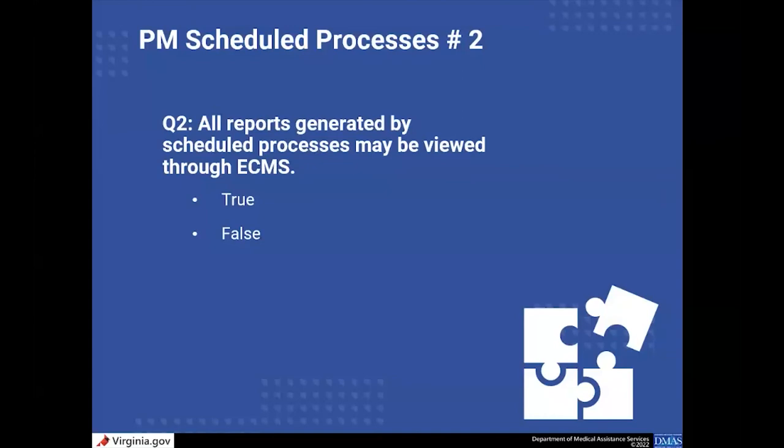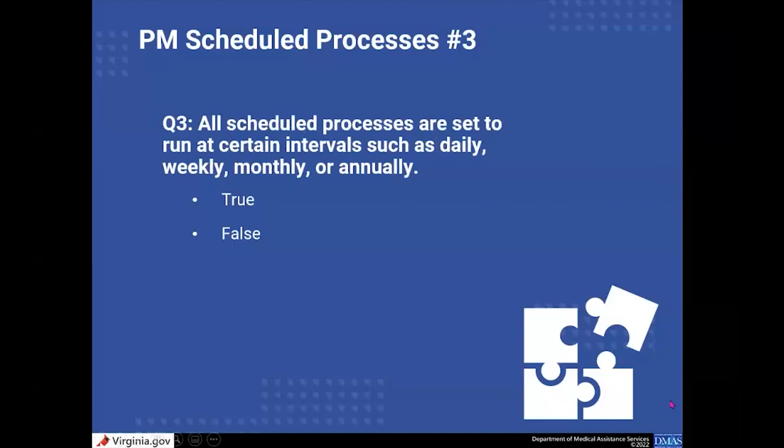Question 3. All scheduled processes are set to run at certain intervals such as daily, weekly, monthly, or annually. Is this true or false? And the correct answer would be false. Processes may be triggered by times or events like provider location change. Scheduled processes can run based on a set time frame or a set event. That would be event triggered.